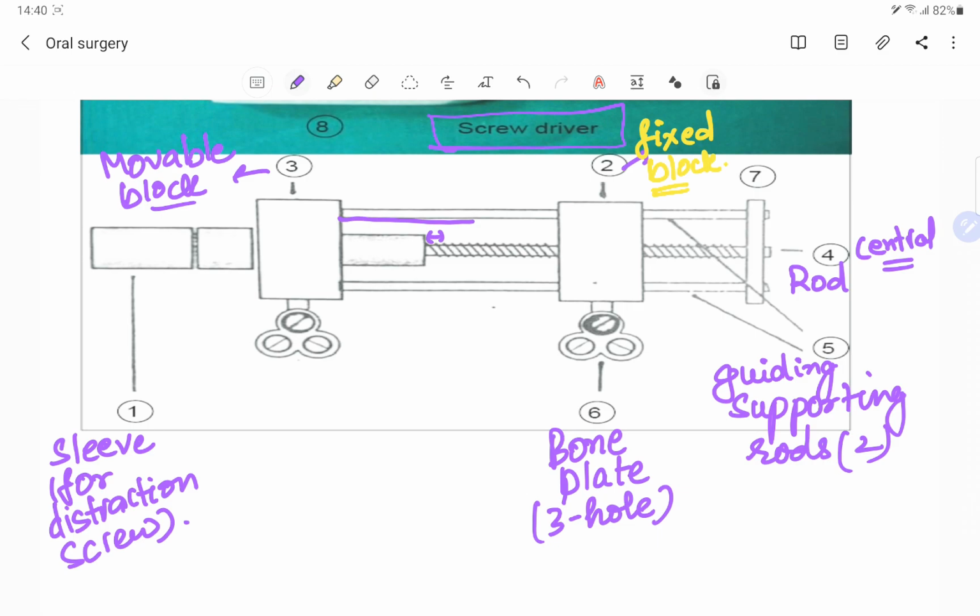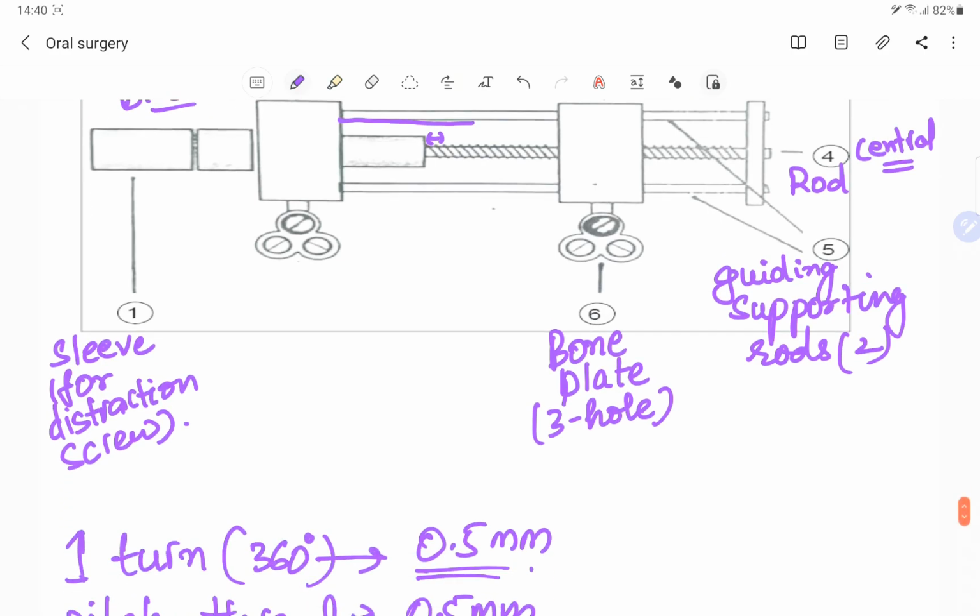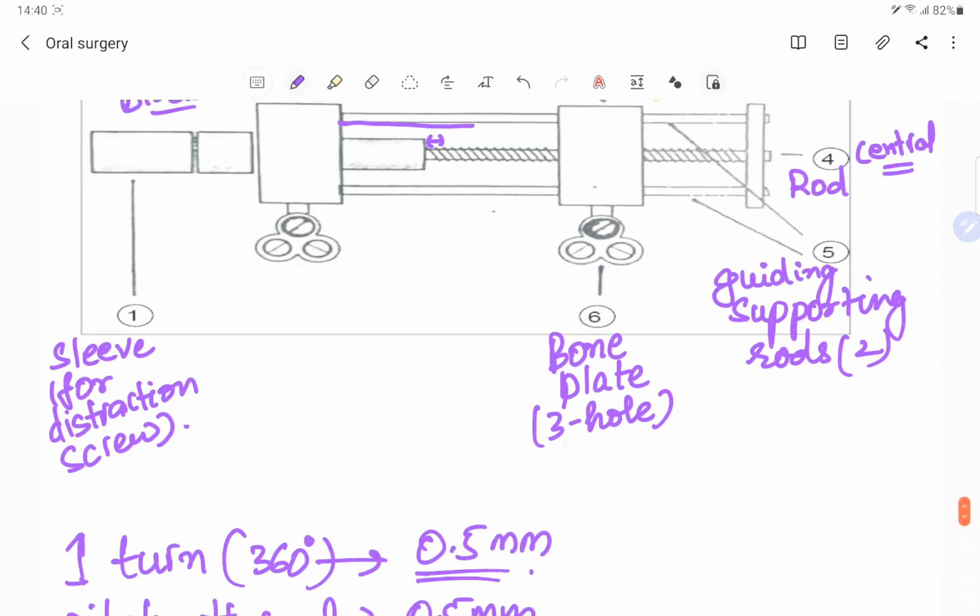Then the sixth one we have already covered, which is our bone plate. So this is a bone plate, a 3-holed triangular one, which is used for the fixation of the distraction appliance, or the device, I can just write.